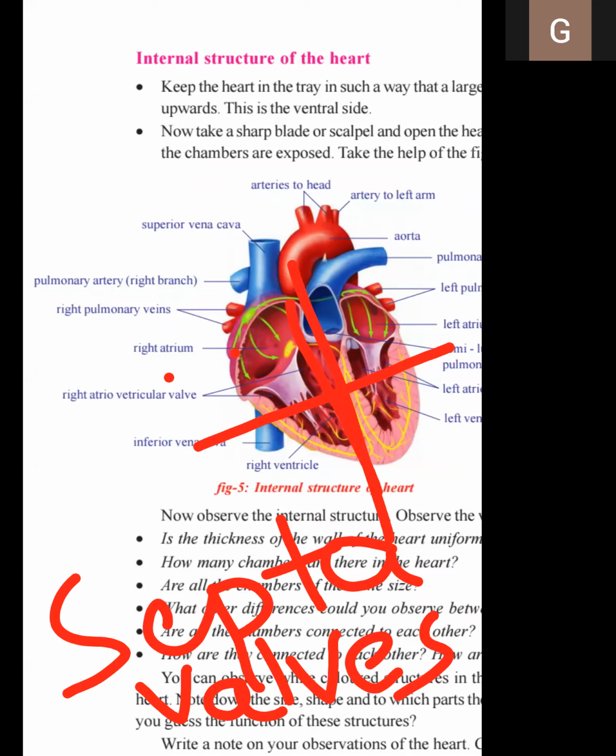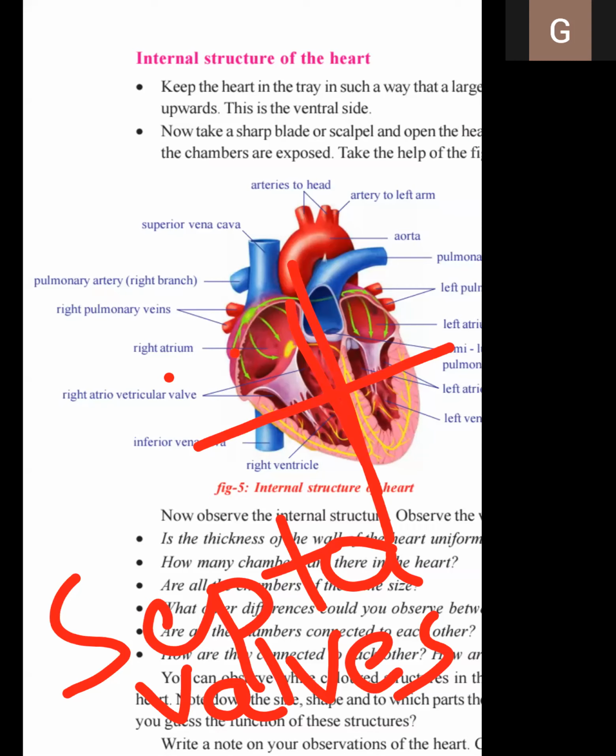Okay. Between the right atrium and right ventricle there is a valve. Between the left atrium and left ventricle as well. So it has valves again. The openings of the auricles and ventricles are guarded by valves.